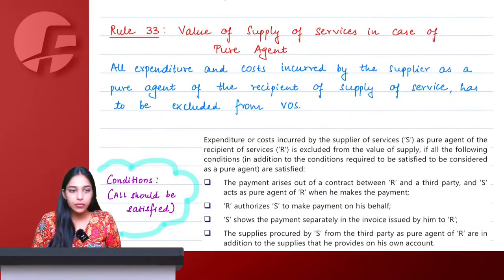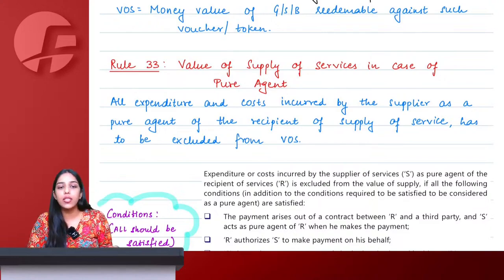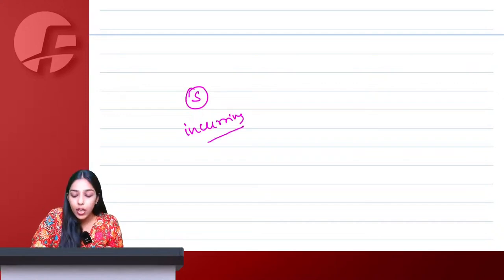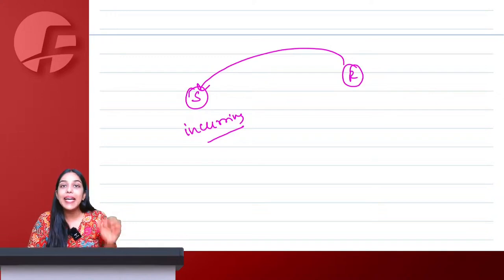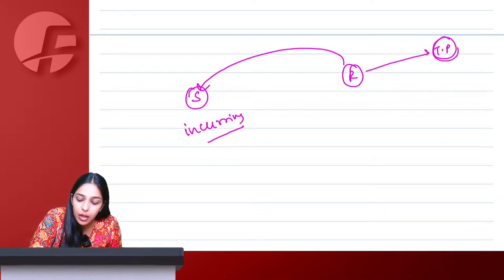Okay, so now moving on to Rule 33, which talks about the pure agent case. Rule 33 says that if the supplier is incurring any expense because the recipient authorized the supplier to do so, and the expense is because of a contract that is arising between the recipient and some third party.